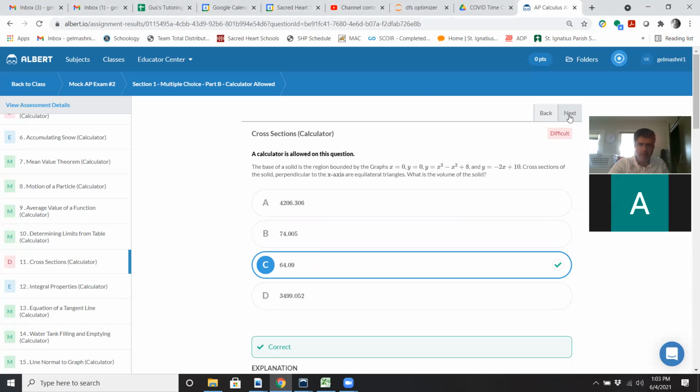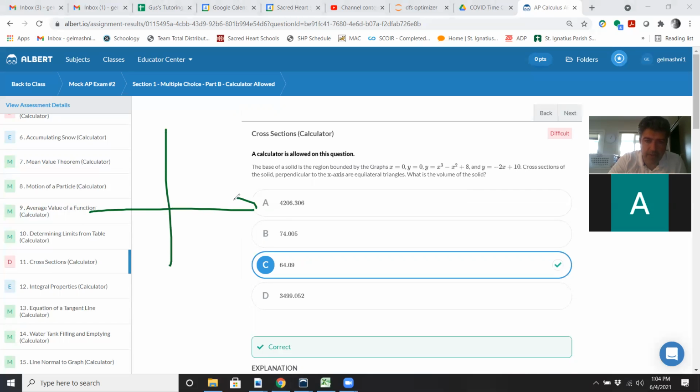Okay, here we go. This is doing the volume, and I think that's a good thing to review as well. So you have two curves. By the way, x equals 0, y equals 0. X equals 0 is the y-axis, y equals 0 is the x-axis. It means you're just bounded in the first quadrant. The cross sections are perpendicular to the x-axis and are equilateral triangles. Find the volume of the solid. Okay, so this is section 8.3.